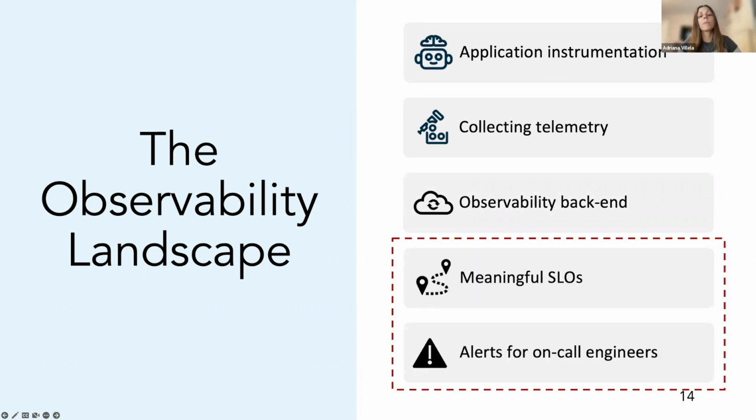Now, there are some additional components of the observability landscape, which we won't cover in much detail here, but I do want to mention them briefly because they are also still important. One is meaningful service level objectives. A service level objective, or SLO, answers the question, what is the reliability goal of this service? An example would be the number of successful requests over total requests.